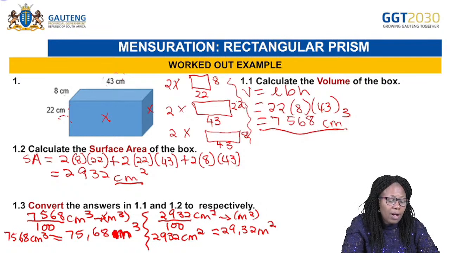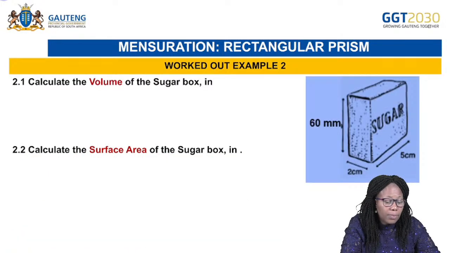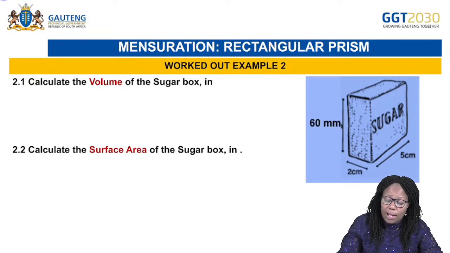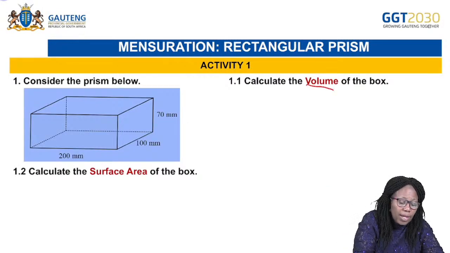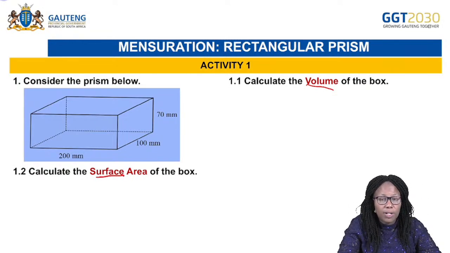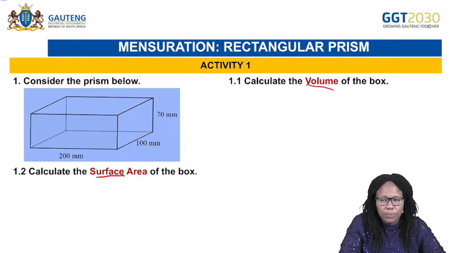And then now, without any waste of time, I want you to work out Activity 1, where we consider the prism below. We are given the prism 70 millimeters, 100 millimeters, 200. You are calculating the volume and the surface area for this particular prism, grade 12. Your 5 minutes start now.